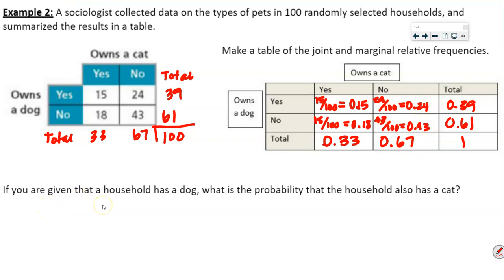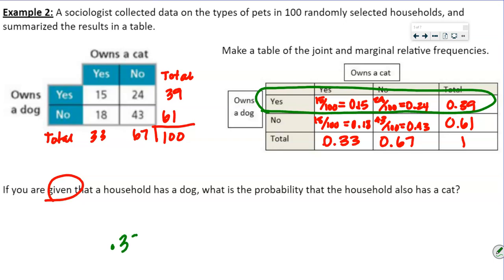If you are given that a household has a dog, okay, so how many dogs total are in the household? This is our given, okay, so we're going to look at what? Owns a dog, yes, okay, so we're looking at this area right here, right? Owns a dog, okay, so we're going to put that 0.39 on the bottom, okay, and then what is the other part of this? It says also owns a cat, so which one's owned a cat?